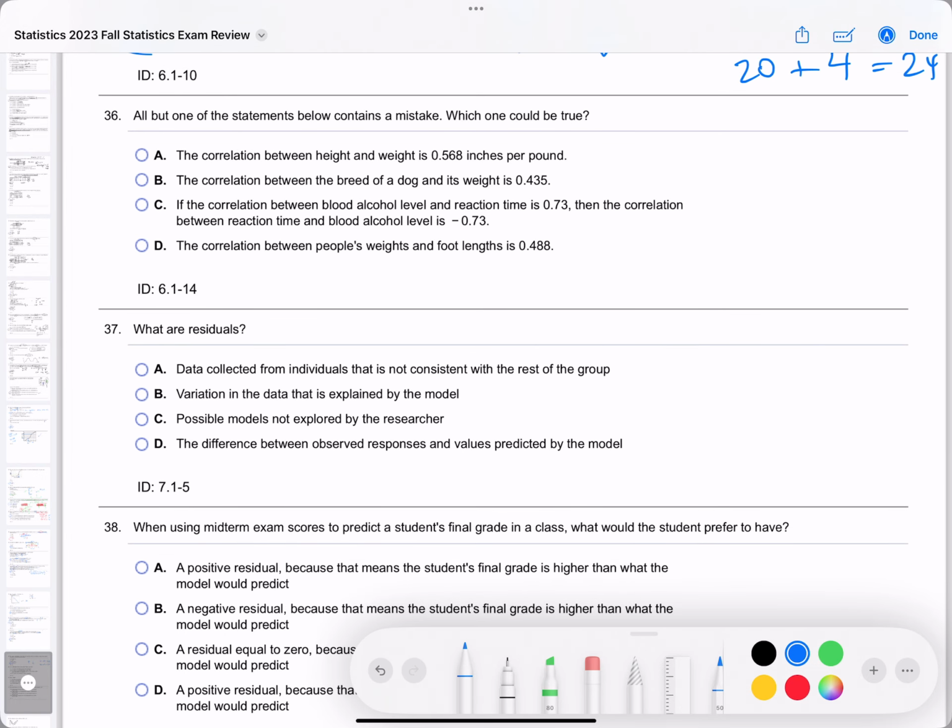Okay, all but one of the statements contains a mistake. Which one could be true? Okay, so the correlation between height and weight, okay, this is per pound. You can't have units, so no units. The correlation between breed of dog, you can't have categorical data. That's categorical, that's units, so that's wrong. The correlation between blood alcohol level and reaction time is 0.73. The correlation between reaction time and blood alcohol, no. If you switch the units, it's going to be the exact same correlation. The correlation between people's weights and foot length is 0.488. That's the only one that's valid.